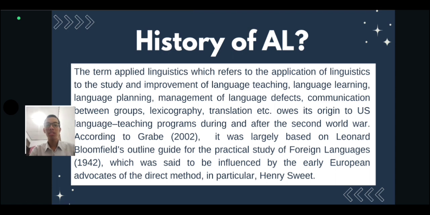The term applied linguistics, which refers to the application of linguistics to the study and improvement of language teaching, language learning, language planning, management of language defects, communication between groups, lexicography, and translation, owes its origin to U.S. language teaching programs during and after the Second World War. According to Grabe, it was largely based on Leonard Bloomfield's outline guide for the practical study of foreign languages, which was said to be influenced by the early European advocates of the direct method, in particular Henry Sweet.